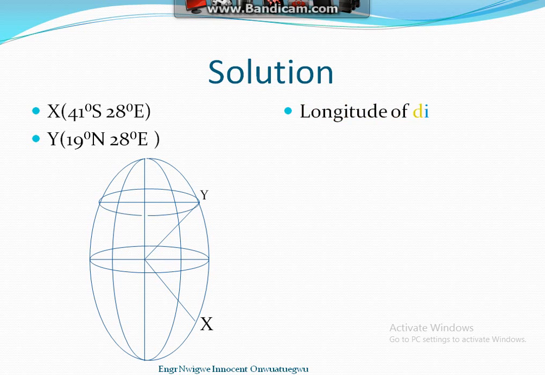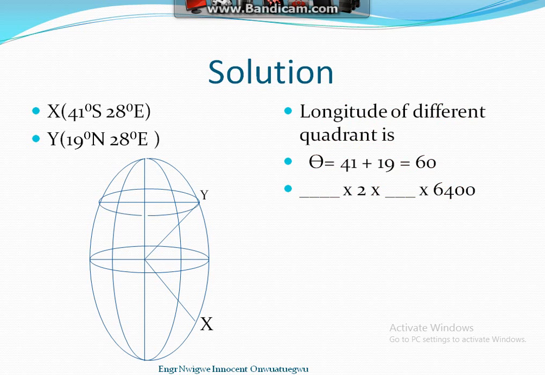Latitudes in different quadrants are added. That is, we have theta equals 41 plus 19, which is equal to 60. Therefore, we now substitute into the formula for finding the distance. We now have 60 over 360 times 2 times 22 over 7 times 6,400, which will give us 6,704 kilometers.